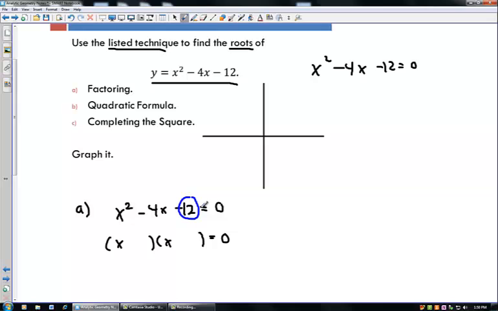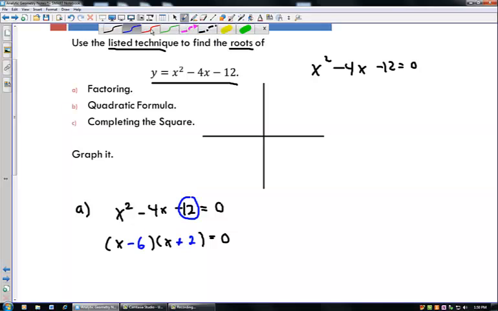And so then you look for two different factors of 12. If it wasn't 3 times 4, then my brain says 2 times 6. You say, is there any way to add or subtract 2 and 6 and get a negative 4? My brain says, yeah, I can take negative 6 and add 2 to it. And that should work. So now you should check this to make sure it works.